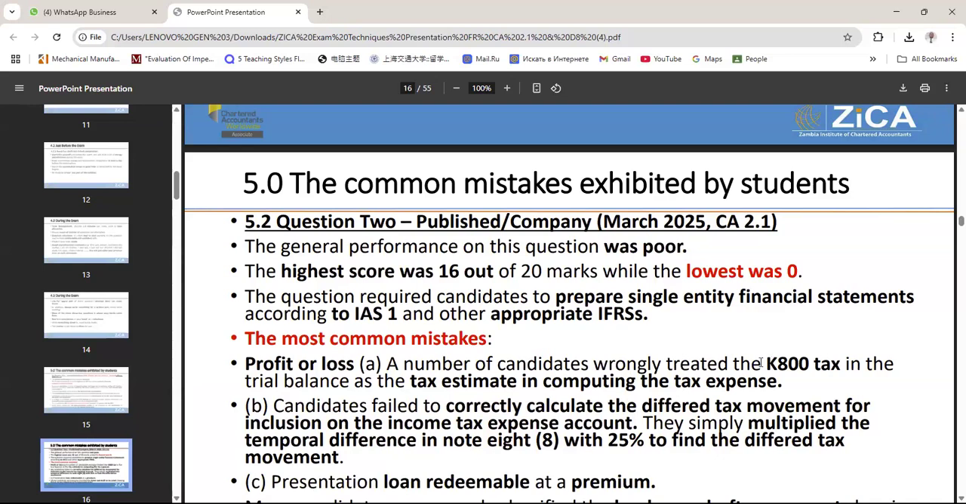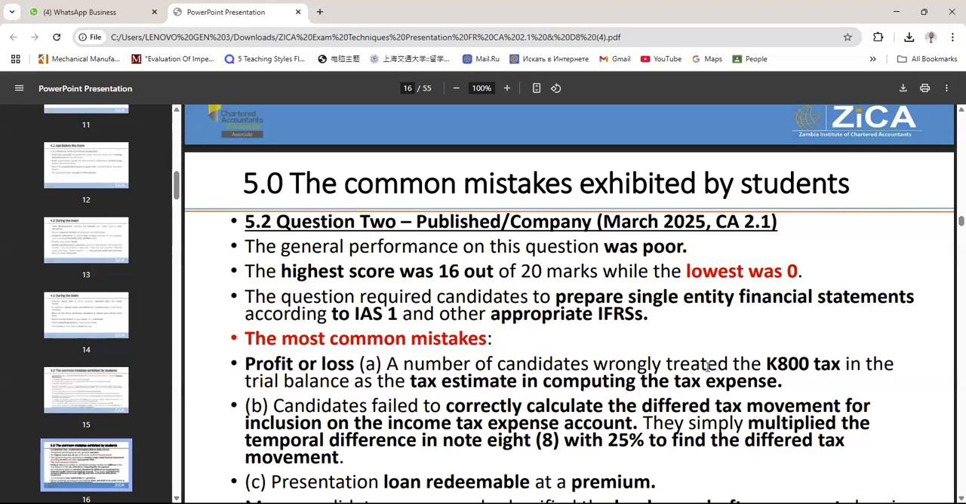Now, some students thought that was the expense for the year. So there was an under provision, which we are supposed to take to profit or loss. Then the estimate will be in the note. Then the estimate is what you take to profit or loss and financial position.